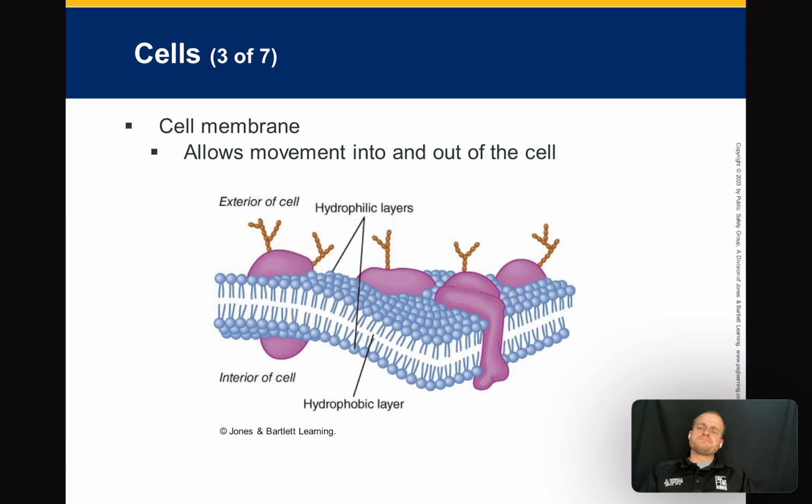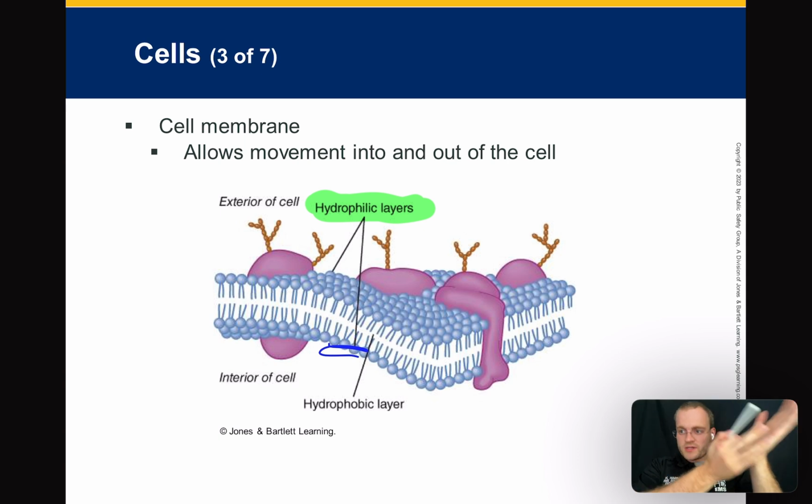Okay, the book gets a little excited about this for no reason, but there are these things called hydrophilic layers. That's the outside of the cell. So it's these little phosphate heads right here. Basically, hydro means water, philic means to love. So it literally means, again, medical terminology, to love water. So the part of the cell that loves water is the outer layer of the cell.